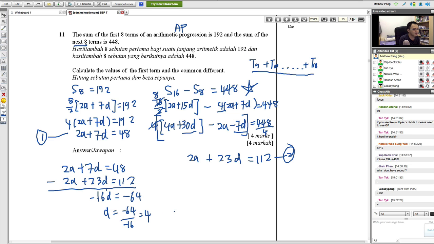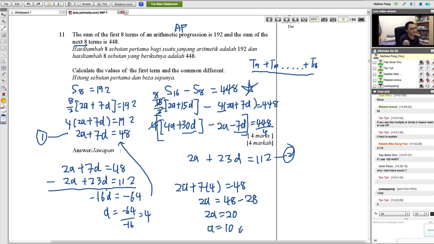Alright, so you got d equals 4, you can substitute into one of the equations. Maybe I substitute into this equation. So 2a plus 7 times 4 equals 48. So this is 2a equals 48 minus 28. So 2a equals 20. A equals 10. Alright, just do the simultaneous equation.